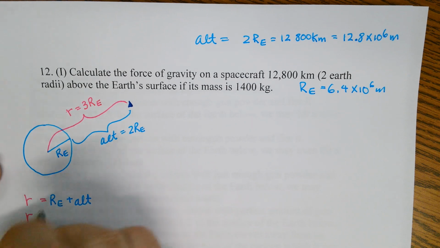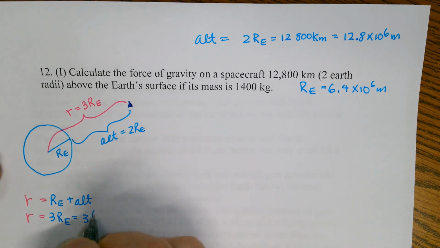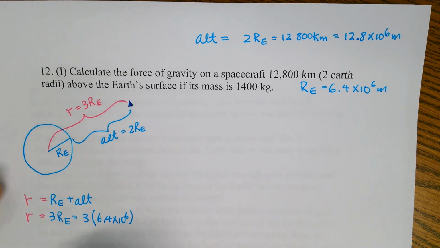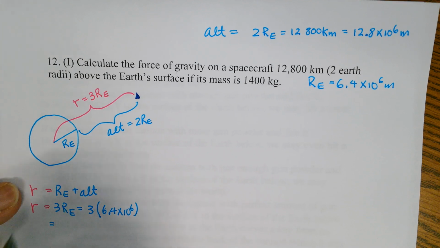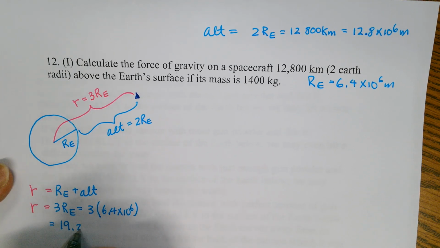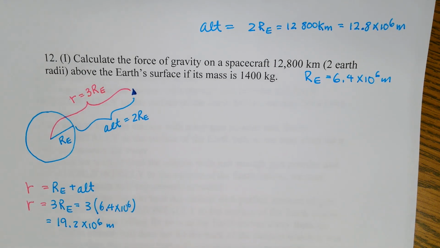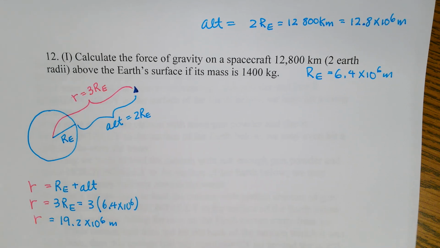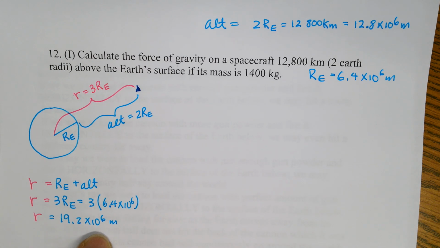All right. So it's 3RE, which is equal to 3 times 6.4 times 10 to the 6, which is equal to 19.2 times 10 to the 6 meters. That's our orbital radius. I could make it 1.92 times 10 to the 7th, but I just want you to get used to that times 10 to the 6, which is a million.